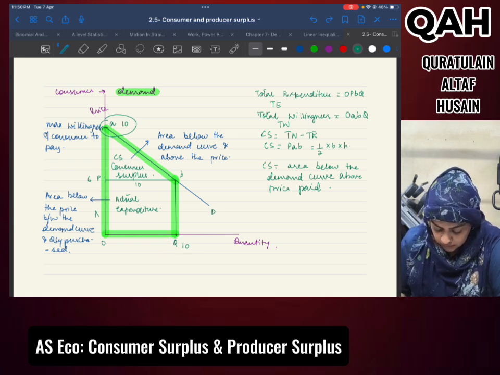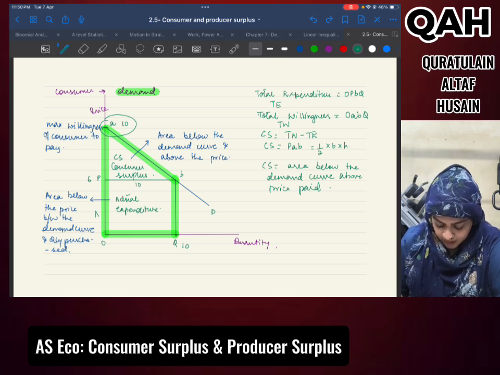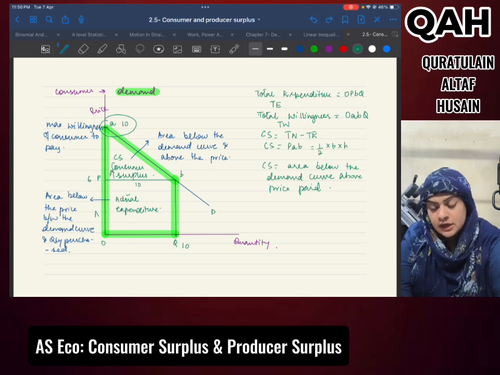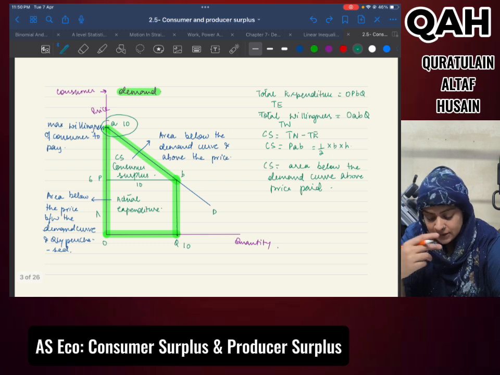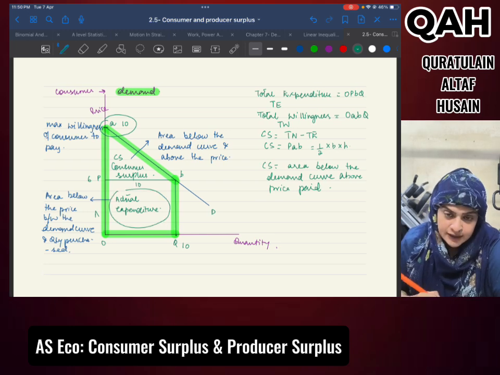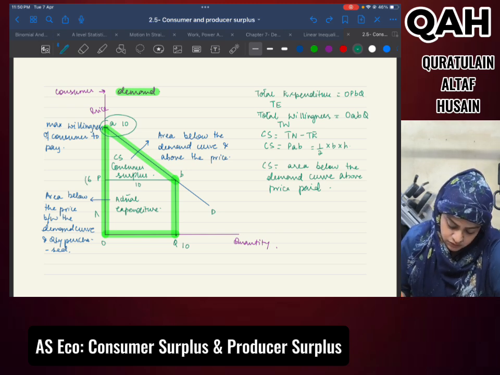So the area above the price and below the demand curve is called consumer surplus, and the area below the price is actual expenditure, because expenditure is price multiplied by quantity. So this is the price and this is the quantity.